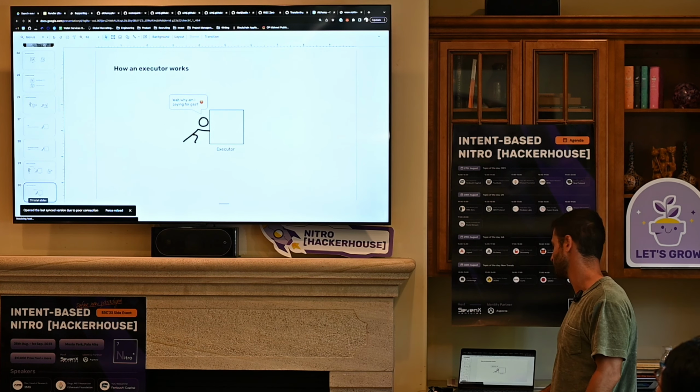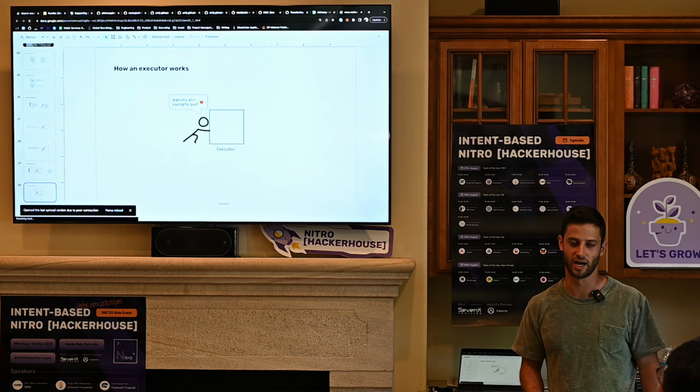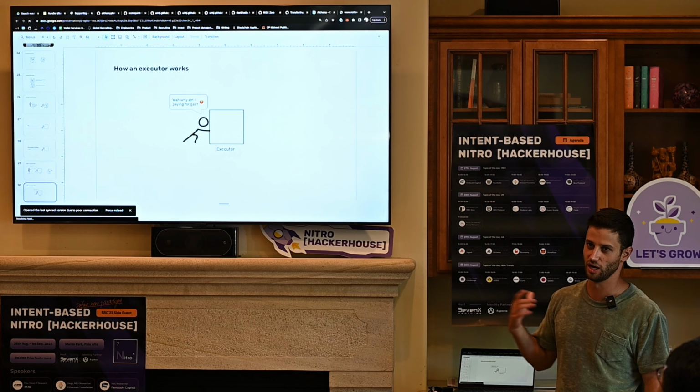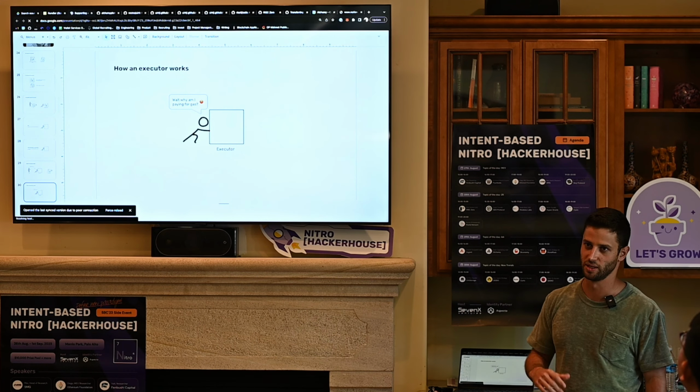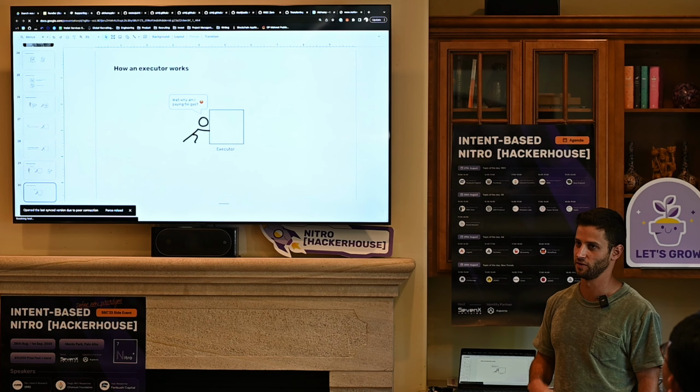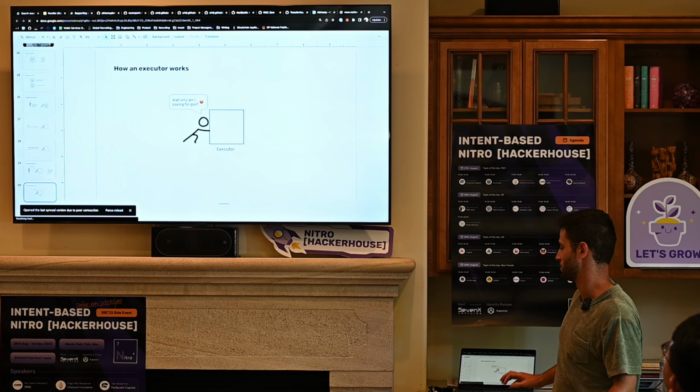Not quite, because in this model, the executor is stuck paying for gas. So in the Ethereum model with an EOA, there's always a gas fee associated with every transaction. And in this model that we proposed earlier, the executor is stuck paying this gas fee for the users. That doesn't quite seem right. How do we improve that?